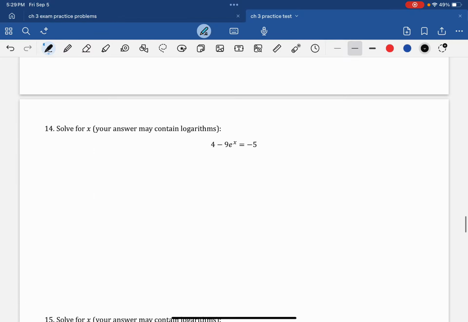Next question. This is pretty straightforward. I just want to isolate each of the x, and so I'm going to do that, subtract 4 from both sides, divide both sides by -9, and I'm left with each of the x equals 1.